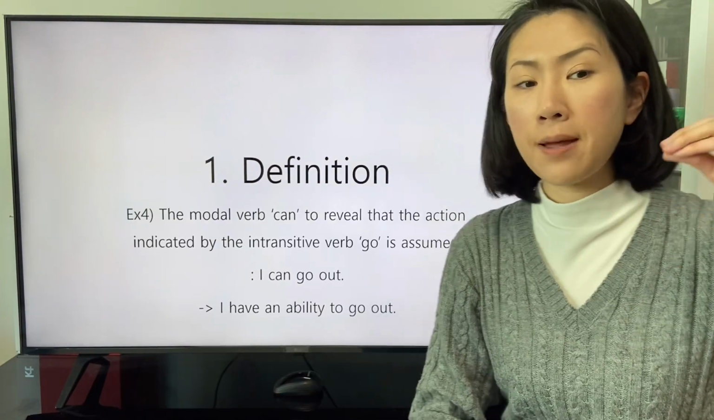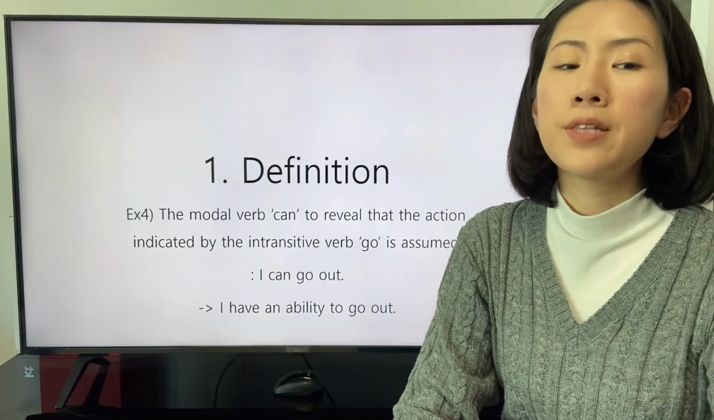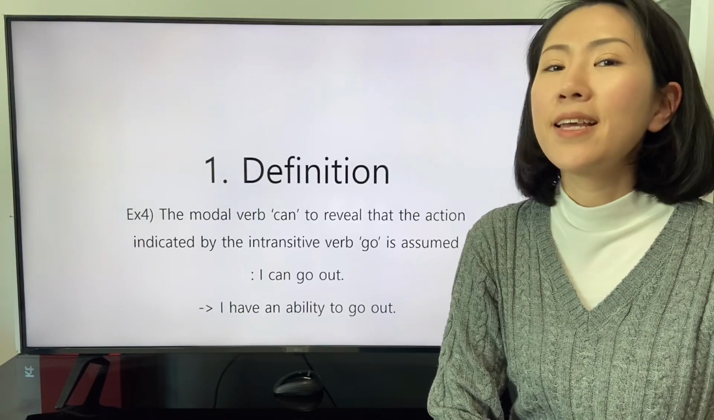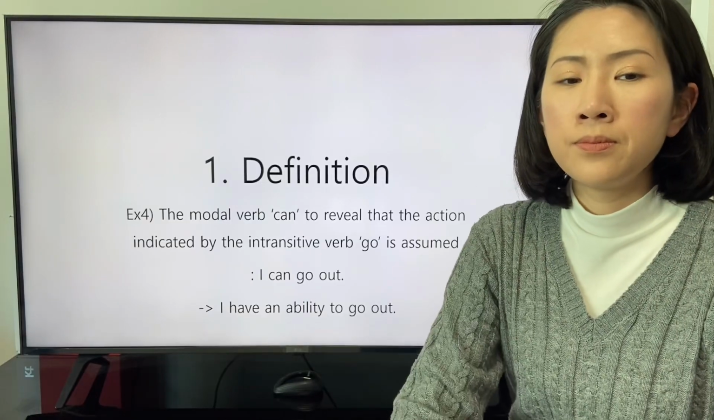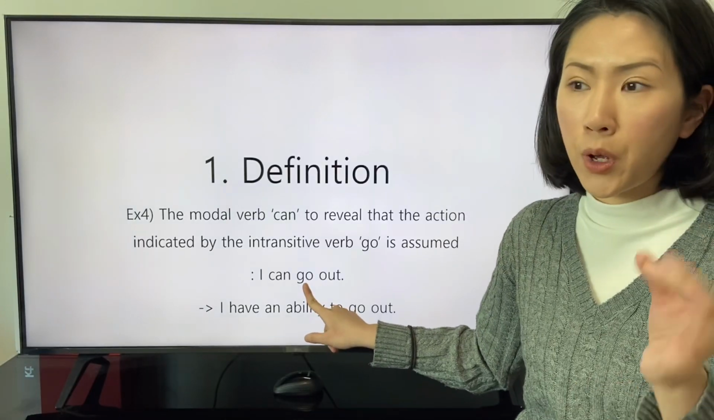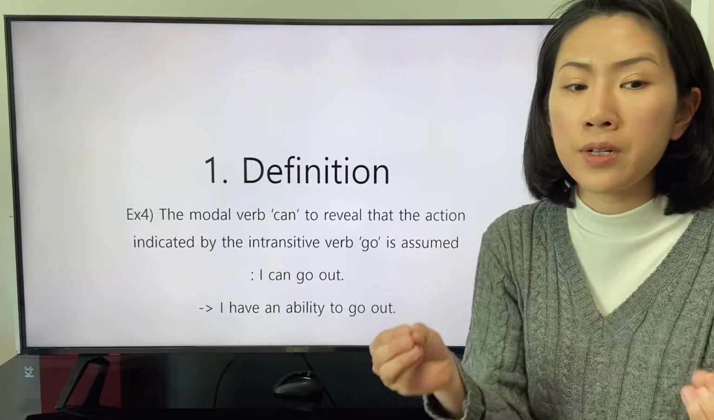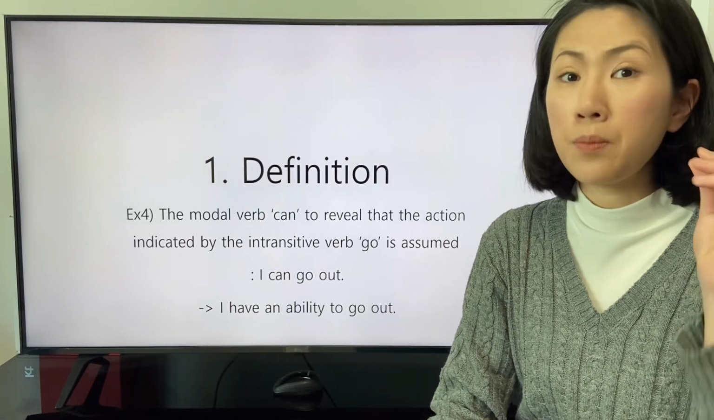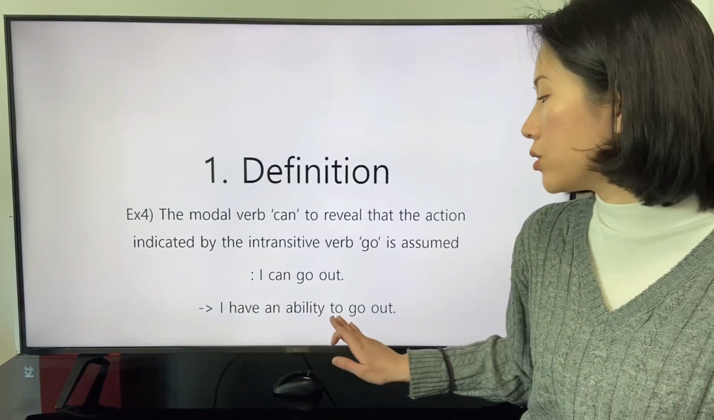The fourth example is this. The modal verb can to reveal that the action indicated by the intransitive verb go is assumed is in this clause, I can go out. The fact that the action indicated by the intransitive verb go is an assumption of the speaker is able to be revealed by another clause without the modal verb can as an adverb. I have an ability to go out.